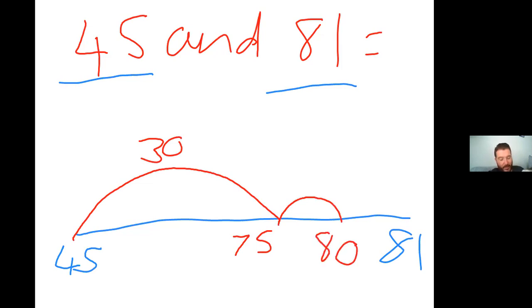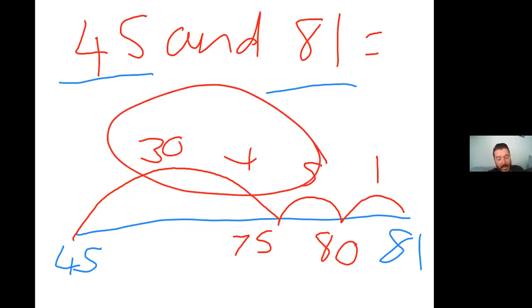And that jump, what do I have to add? 5 to get to 10? 5. So what do I have to add to 75 to get to 80? 5. Now I'm on 80. I want to get to 81. That's one more, isn't it? So let's count our jumps. 30 add 5 is 35. Add 1 is 36. That would give us our difference.